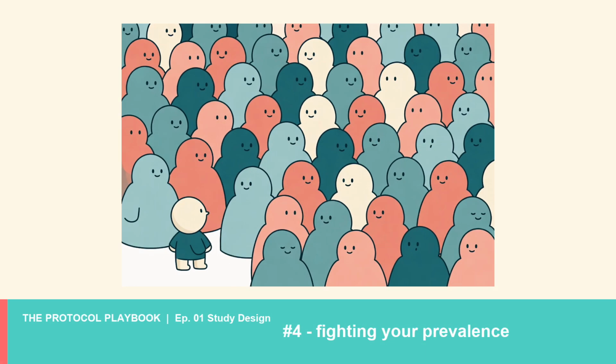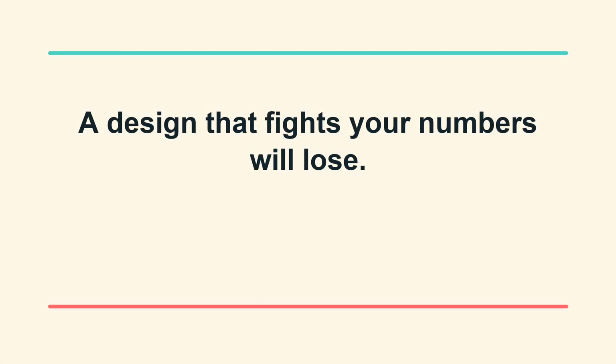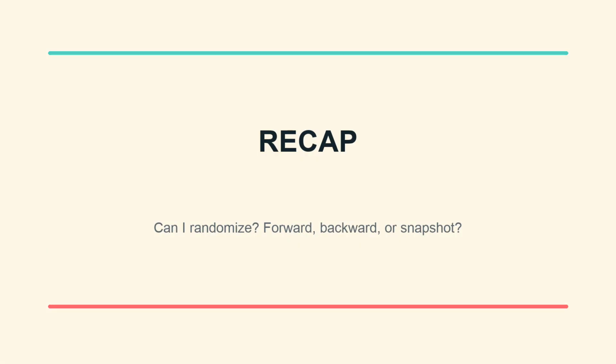Anti-pattern 4, fighting your prevalence. Case control shines when your outcome is rare. If you're studying hypertension, which is everywhere, case control wastes your efficiency and invites recall bias you didn't need. A design that fights your numbers will lose. Recap in one breath.